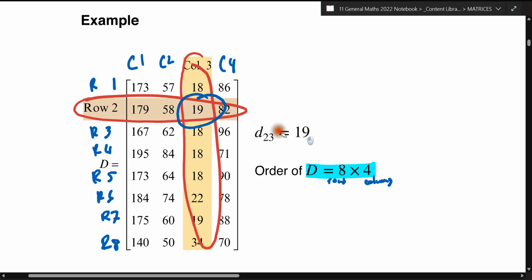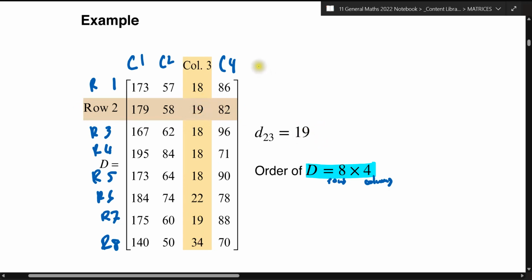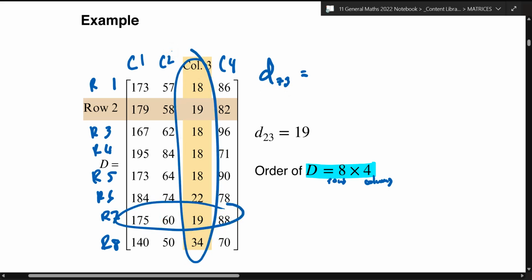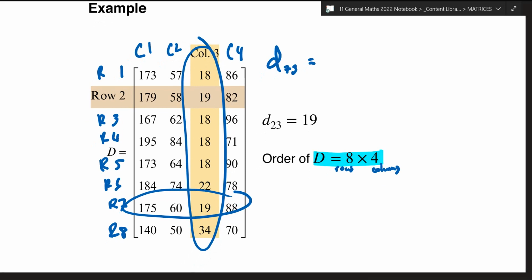Let's try another example. Let's say in matrix D, D, 7, 3. That's not saying D73, that's saying in matrix D, row 7, column 3. Let's look at row number 7, column number 3. I accidentally picked the same number, so it's 19 again.